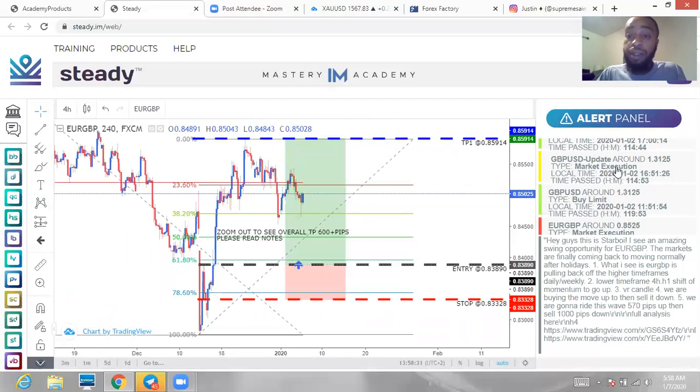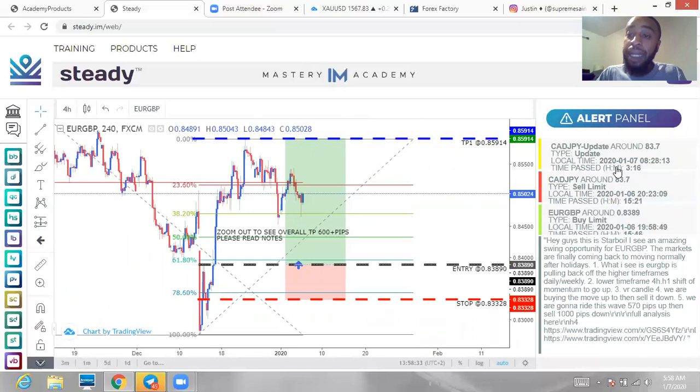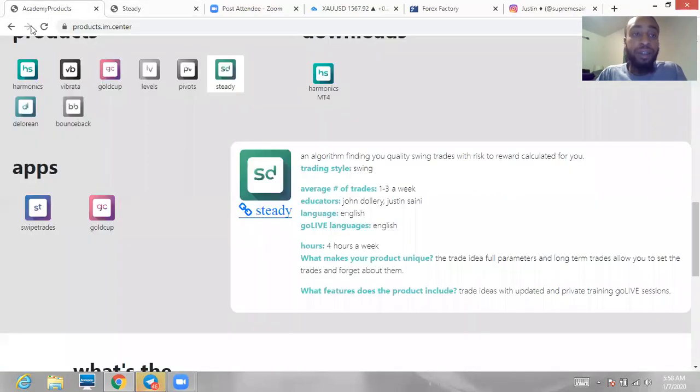It's only 3 options. Me personally, I've never seen a buy stop and or a sell stop. So not to say that it would never happen, but I've never seen it. So don't really expect those. You're going to do market execution, you're going to do a buy limit, and you're going to do a sell limit. Now, with that being said, the most important thing is that you need to be using something called Go Live.